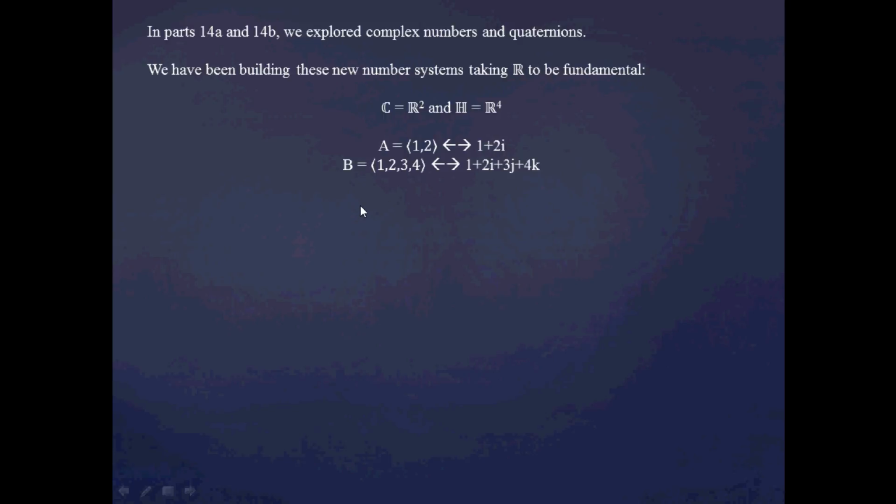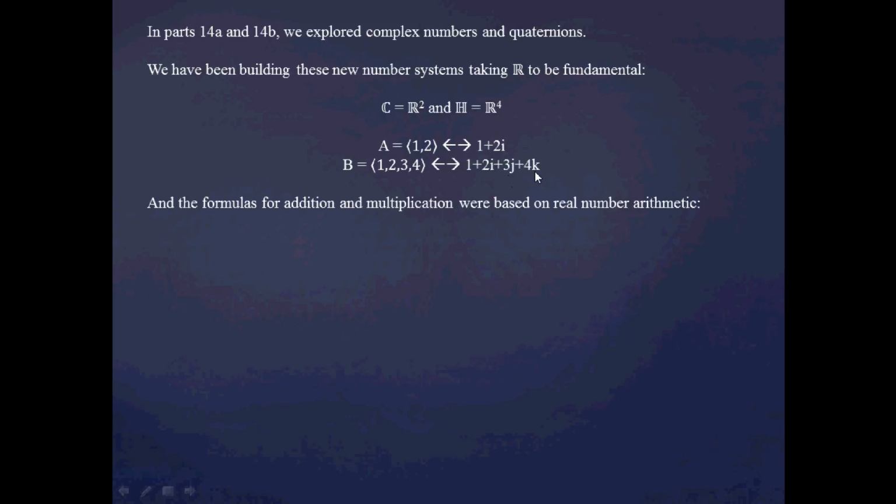And for the quaternions, let's say we had some quaternion B, which is formed by an ordered quadruple of real numbers, (1, 2, 3, 4). And we went back and forth between this ordered quadruple notation and the scalar vector notation. That is, (1, 2, 3, 4) could be represented as a scalar part, 1, plus a vector part, which is represented as 2i plus 3j plus 4k.